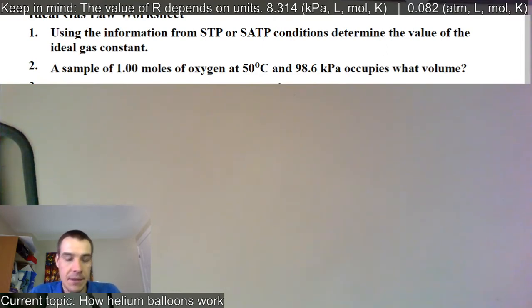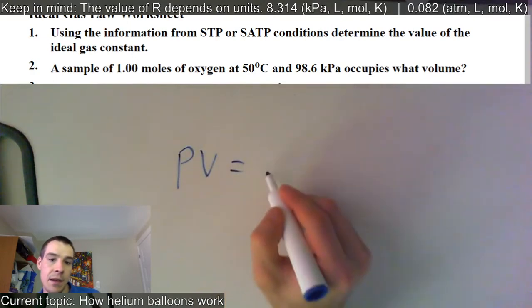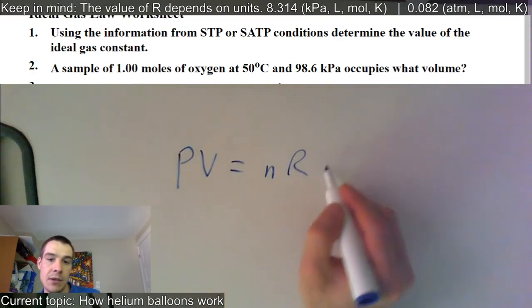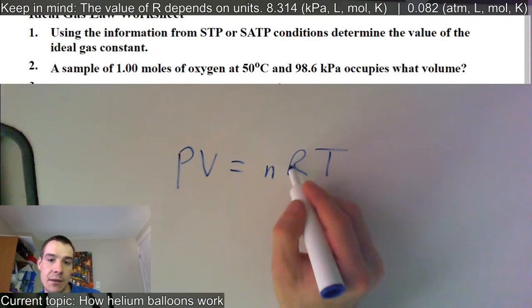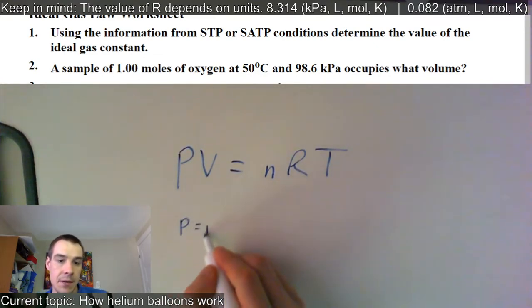But first, I'm going to talk about two things that are near and dear to my heart, which is number one, how a helium balloon works, and number two, how a hot air balloon works. So the helium balloon is easier to explain. The hot air balloon is harder to explain, but both of them are going to be using our ideal gas law. And the ideal gas law has this equation, PV equals nRT. PV equals nRT. P is pressure.